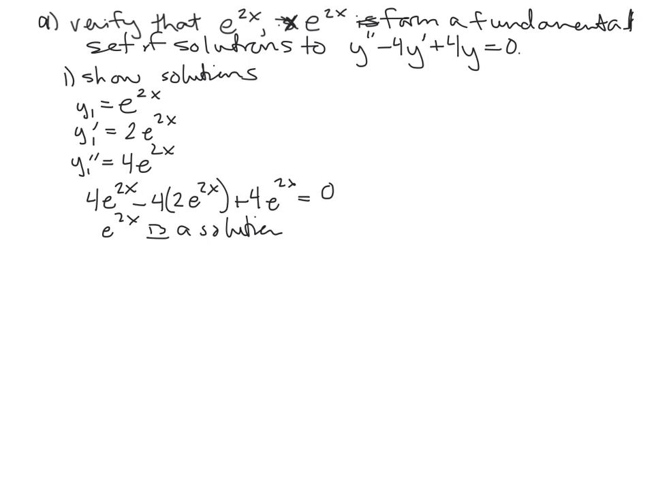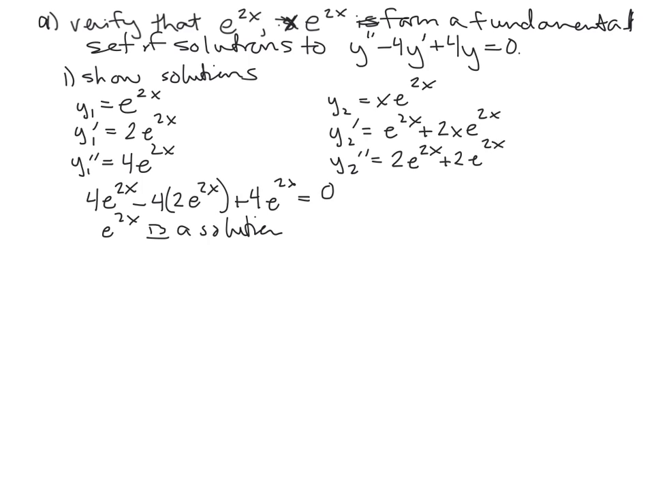Now we need to do this for that second function, x e to the 2x. So we need its first derivative, which needs a product rule. The derivative of x is 1, and we have e to the 2x, plus the derivative of e to the 2x, which puts a 2 out in front. And then the second derivative: the derivative of e to the 2x is 2e to the 2x. Another product rule, so we're going to have 2e to the 2x plus e to the 2x, whose derivative is 2, and 2 times 2 is 4, so 4x e to the 2x.